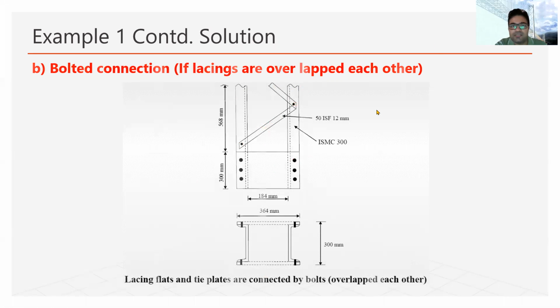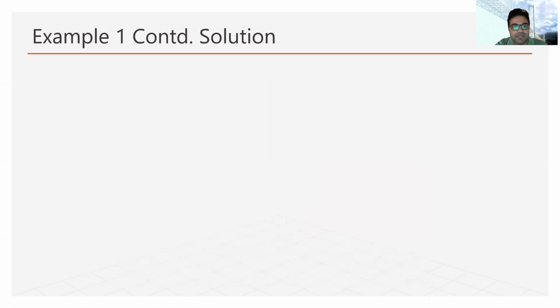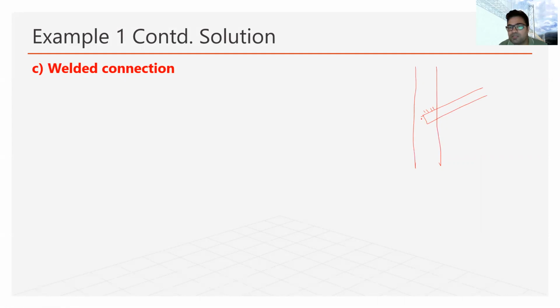Now, not in the next part, I will be explaining this in this part only. Now we will see how we design the welded connection. In the welded connection, if these are the components which we have to connect, the lacing bar will be like this. In that case, we can connect with welding. We have this part available which we can connect with the welding.